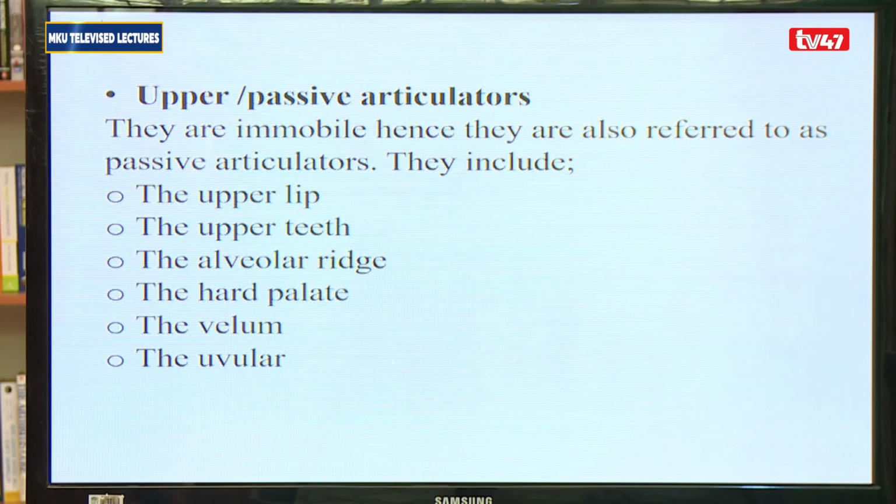Now we also have the upper, or passive, articulators. They are called passive because they don't move when sounds are being produced. They include the upper lip, the upper teeth, the alveolar ridge, the hard palate, the velum, and the uvula.